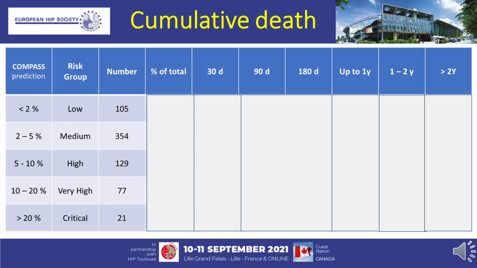Thankfully, we did not have many admissions of patients in critically ill group. To make it easy to compare, I've changed the number to percentage of admission. As you can see, 85% of patients belong to low to high risk group.